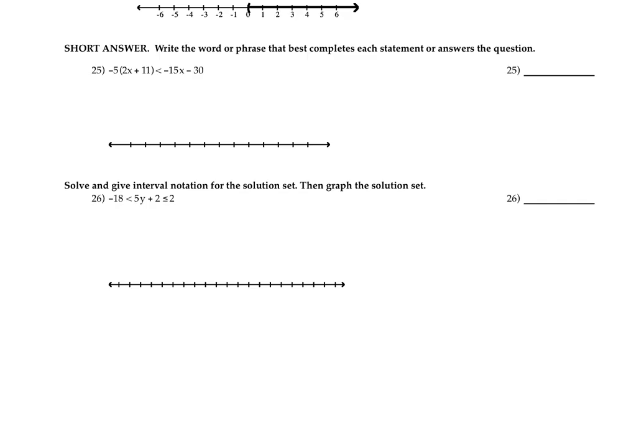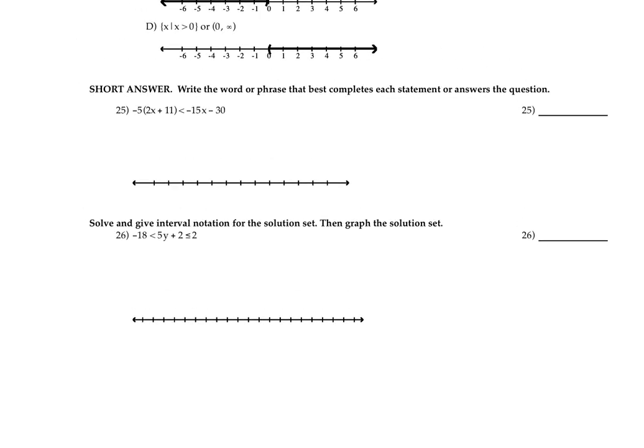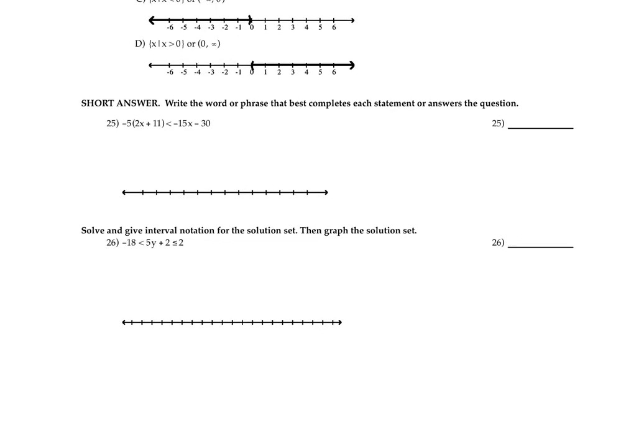25 and 26 are not multiple choice. So I kind of want to see the same basic idea. Solve it for x, write your answer in interval notation, and then you've got a number line here that you can plot some numbers and shade it on, okay?